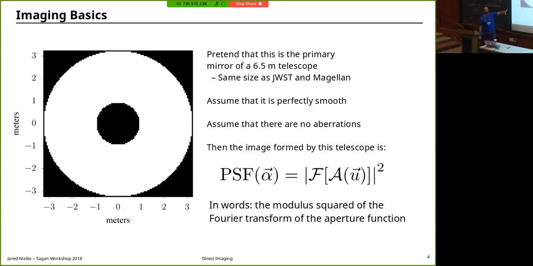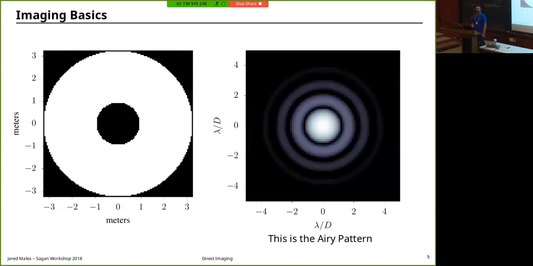So that the white pixels are 1, the black pixels are 0. Take that Fourier transform and square it, and you get what's called the PSF. And you probably all know this. This is the Airy pattern. It has the Airy disk surrounded by Airy rings, and this is what a perfect image on a perfect telescope will always look like.